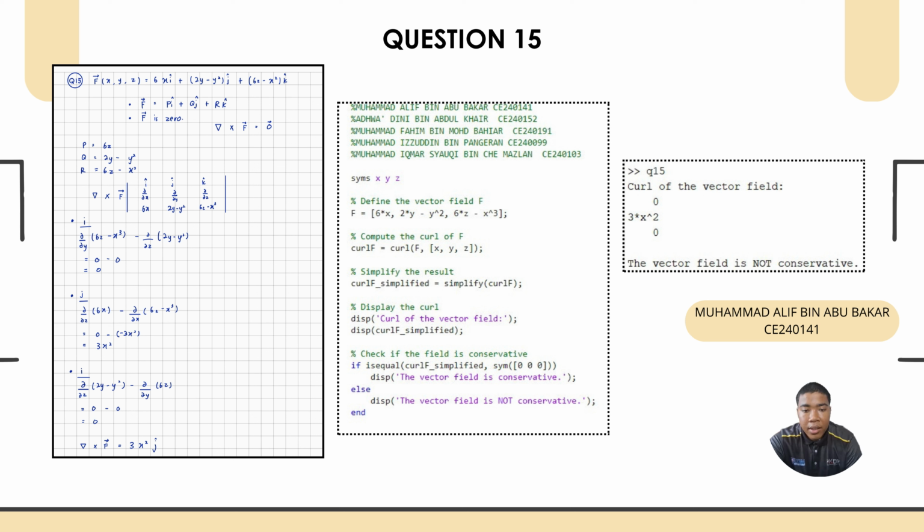For the MATLAB coding, we define the vector field symbolically and compute its curl using the built-in curl function. We simplify the resulting vector, then we use an if statement to compare the result to a zero vector. If the result is the zero vector, the field is conservative, otherwise it is not. MATLAB evaluates the curl and finds that the j component is 3 times x squared, and thus the code outputs that the field is not conservative.